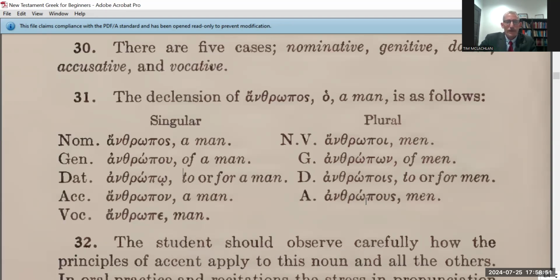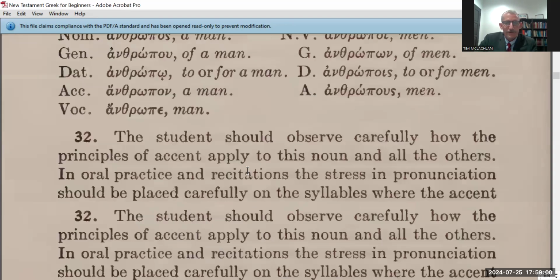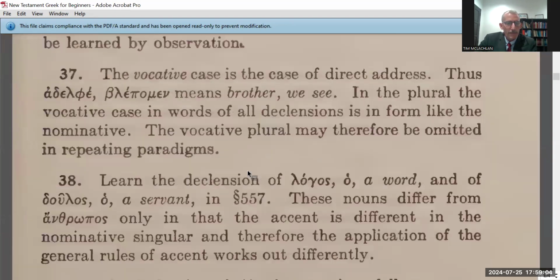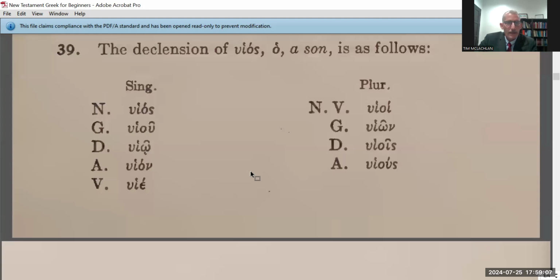Okay, and if you just sort of remember those and the forms, it might not make a lot of sense at this point, but you get that repetition in there, and you're like programming your computer to read the Greek. Okay, so there's that section there, and then this was the declension of a son. So this is just another example you could use. And here they say huios, huiou, huio, huion, huie, huioi, huion, or huion maybe, huiois, huious.